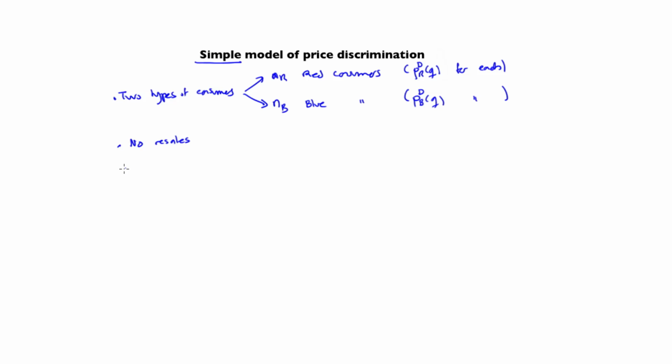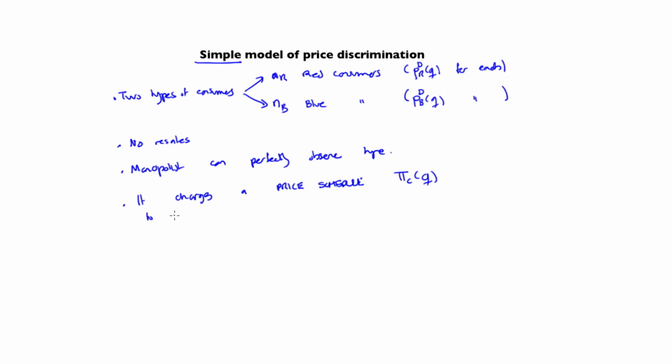Now, we assume that the monopolist can perfectly observe type. And what it does is it charges, or it offers, a price schedule. This is a new concept. Pi C of Q to each consumer C.